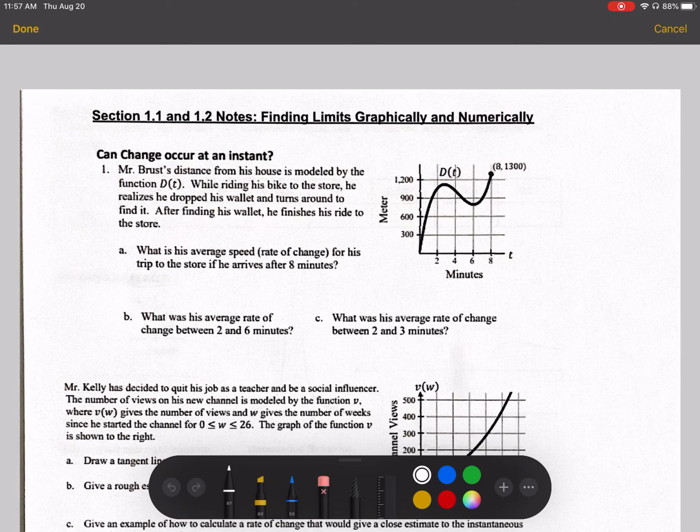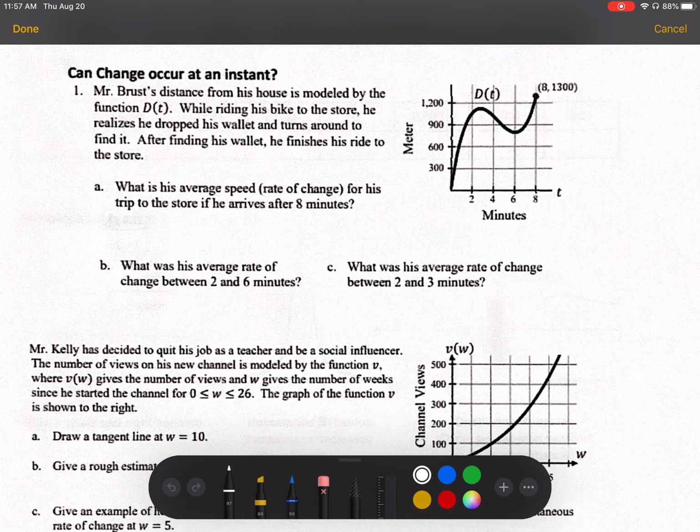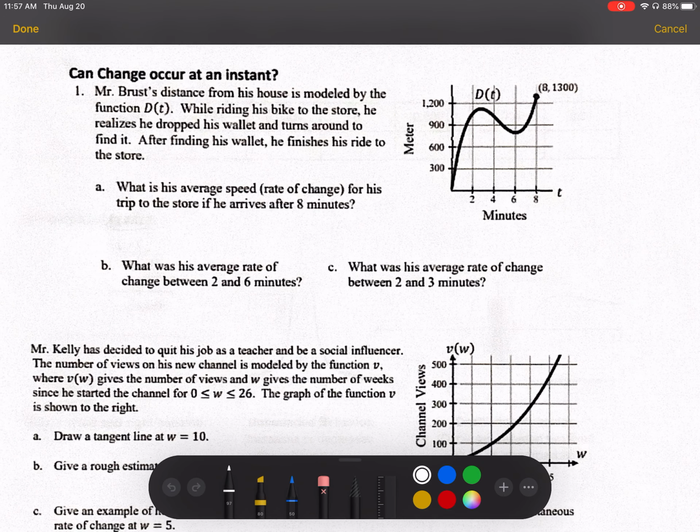All right, so the first section that we're going to talk about here is section 1.1 and 1.2 in the book. And so we're going to talk about limits. And so the first thing we're going to talk about here is just, can a change occur at an instant?